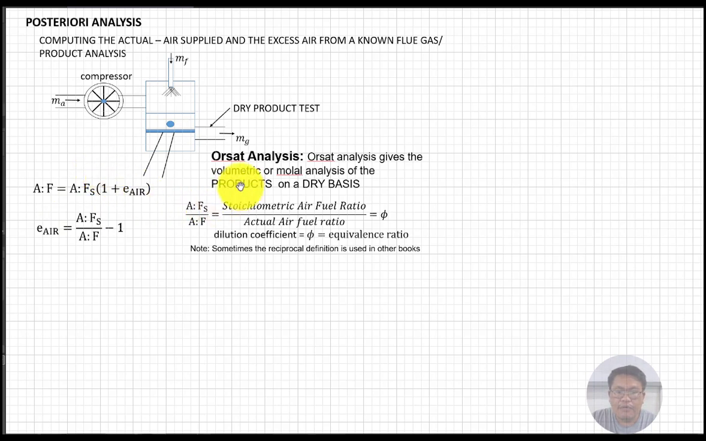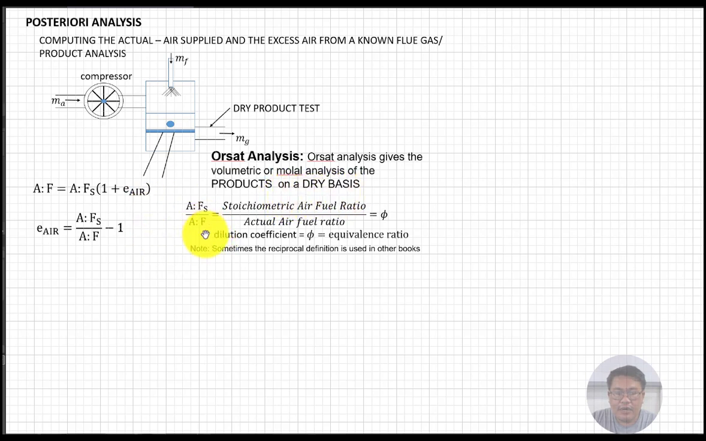Now, we have an equipment used to analyze that, what is tinatawag na ORSAT analysis. ORSAT analysis gives a product of molar analysis in the product, on a dry basis.